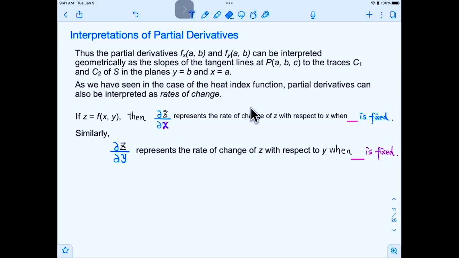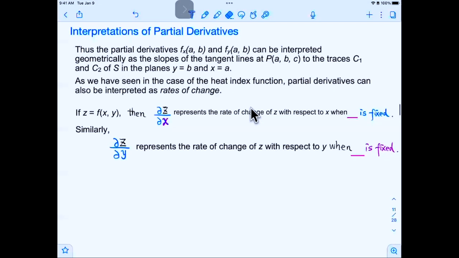Now, what does this one here represent? It represents the rate of change of z with respect to x. Okay, with respect to x, when y is what? What are we thinking here? The partial derivative of z with respect to y represents the rate of change of z with respect to y, where what is this? x, right? That's x is fixed. Okay.